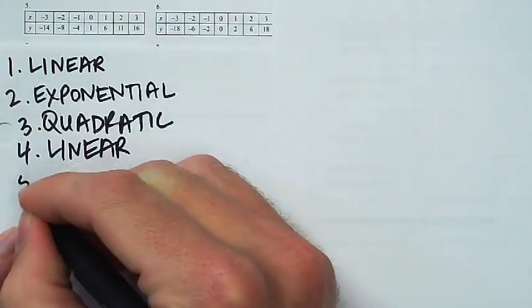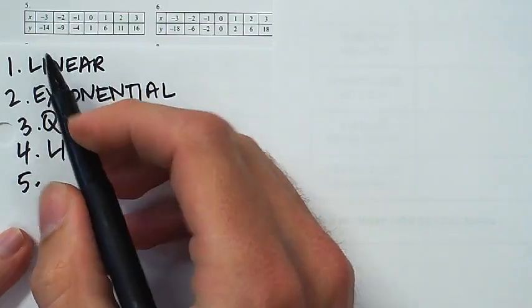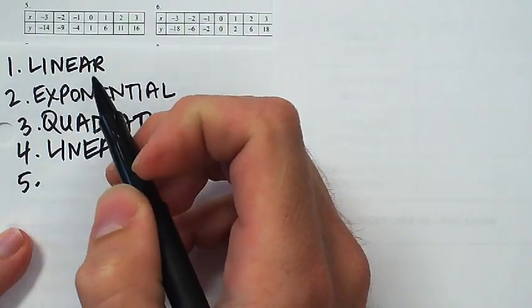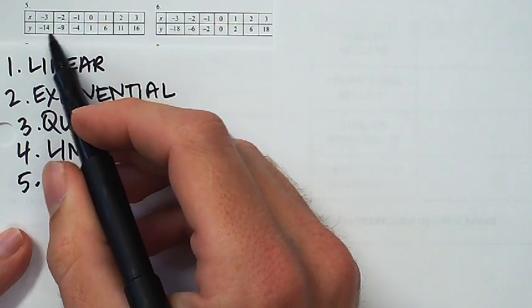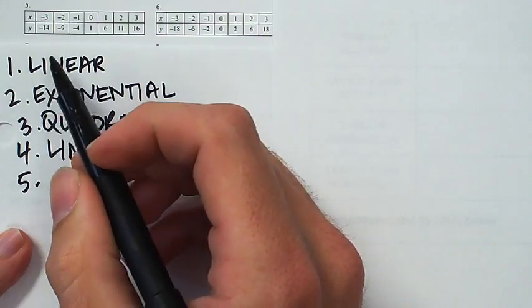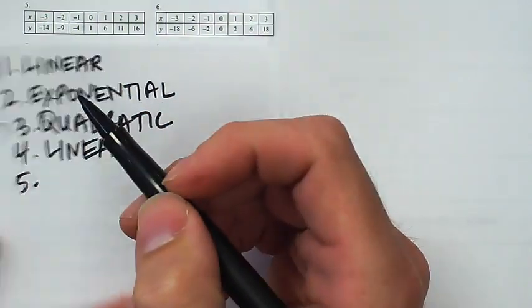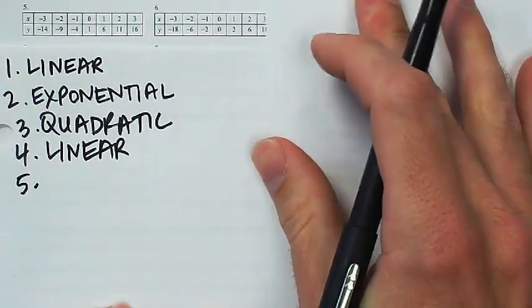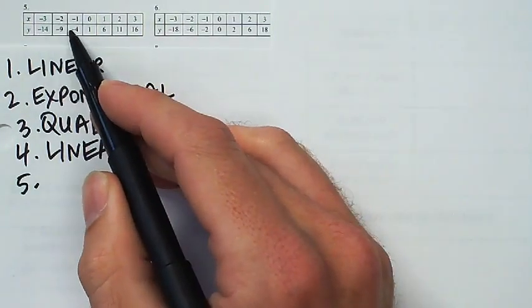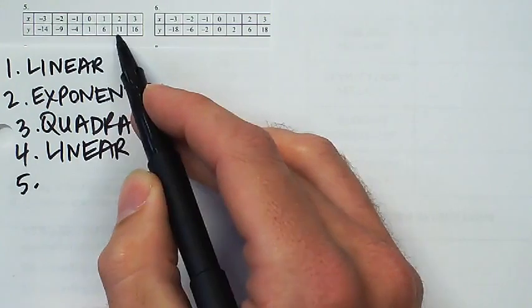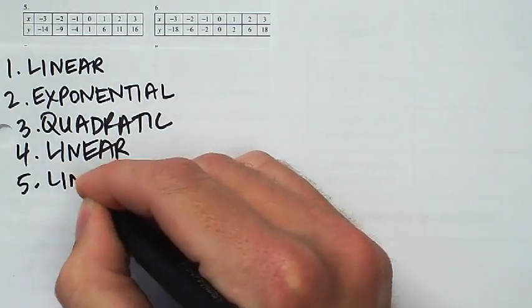All right, number 5, what are we seeing here? Wait, did I not? -14, -9. No, I guess I haven't done that one yet. It's okay, only a third of the way through and they're already starting to look the same. Okay, -14 to go to -9 is an increase of 5. Increase of 5, increase of 5. I'm increasing by 5 every time. Okay, that's linear.